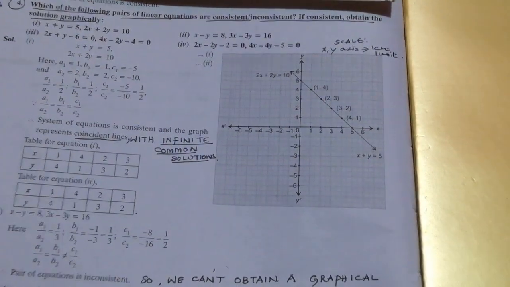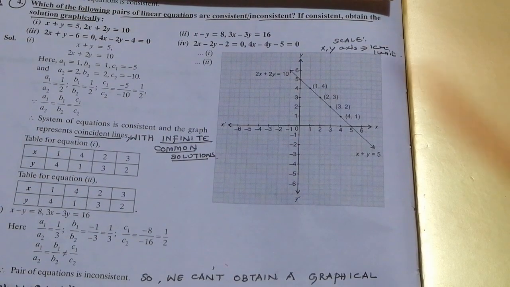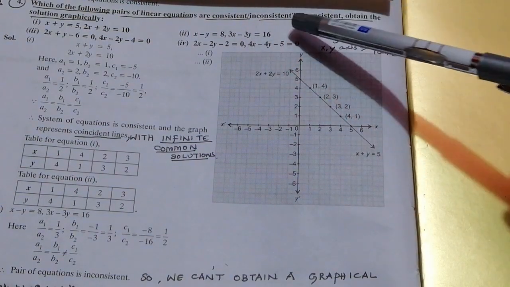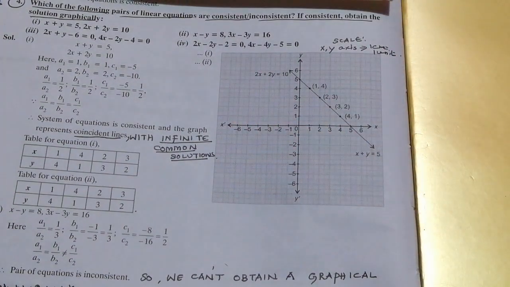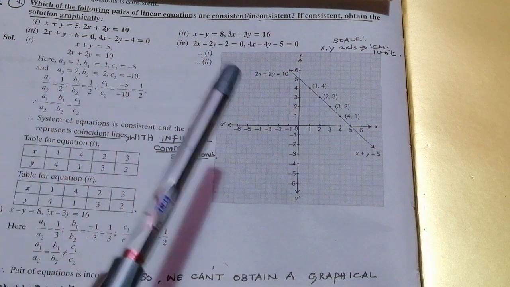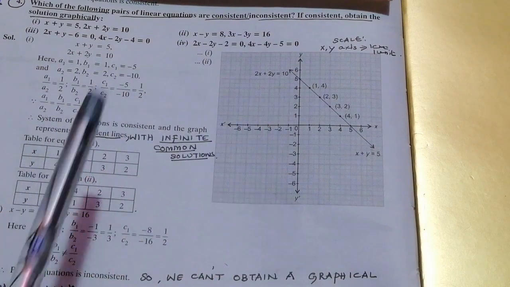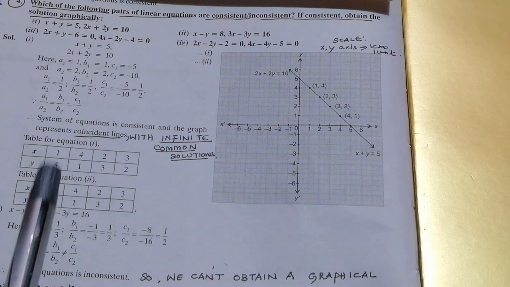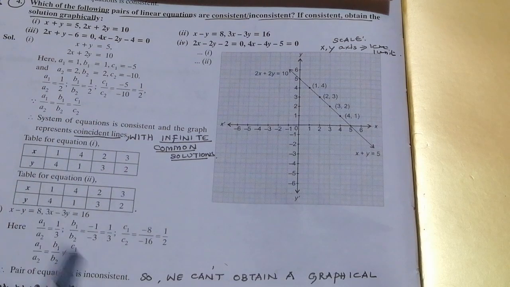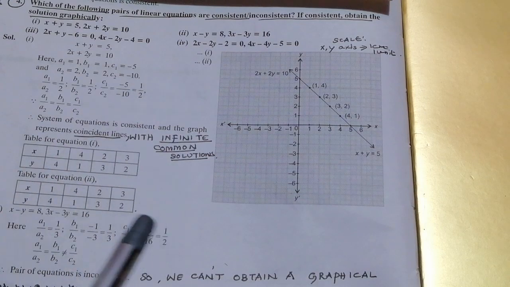Let me read the title. Which of the following pairs of linear equations are consistent or inconsistent? If consistent, obtain the solution graphically. Here 4 systems of linear equations are given. We are asked to check for the consistency of the linear equations, and if those linear equations are found to be consistent, then we have to find out the graphical solution.